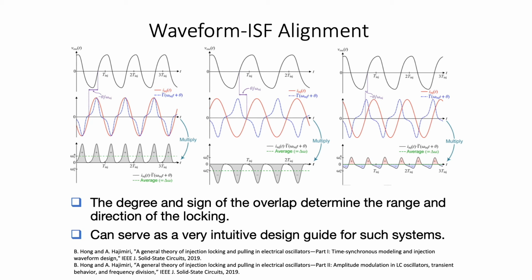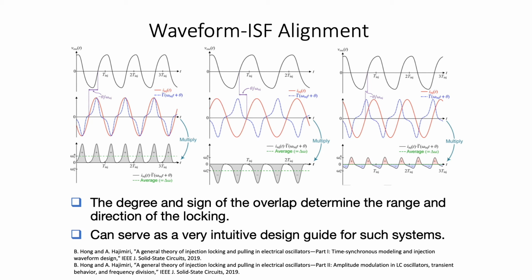And what you see is that if you look at the ISF, or the scaled ISF, the blue curve, and the injection, which is in this case sinusoidal, you can see that the total net product will have a positive part and a negative part that over one period integrate to 0. Right? So this is when you are near the frequency of oscillation.